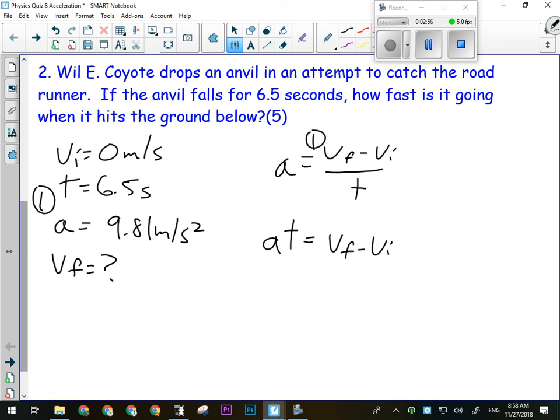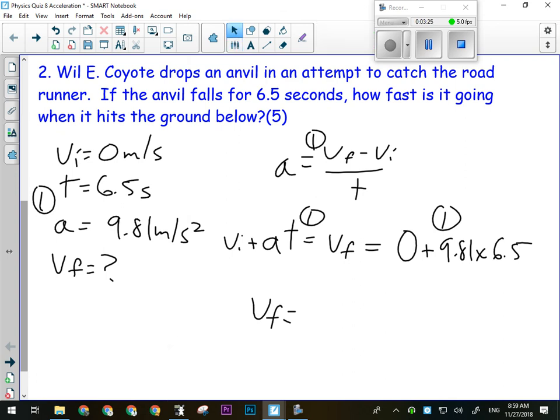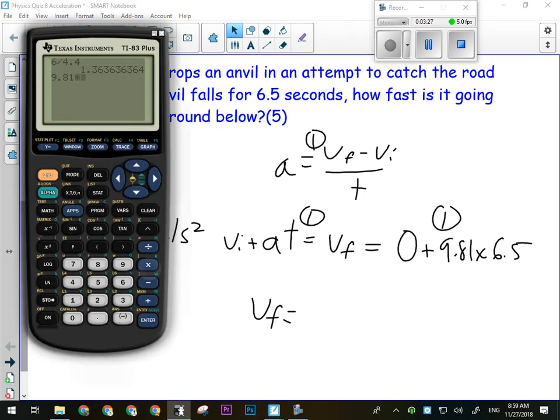In the end, does it really matter a whole bunch? Why not? Because VI is 0 anyway. So they could have it as VI plus AT. That's fine. If they just have it as A times T, I'm okay with that too, because VI is 0. So with our numbers plugged in, that's going to look like either 0 plus A times T or just 9.81 times 6.5 seconds. So 1 mark for that. And then VF, 9.81 times 6.5. So we're looking at 63.77 meters per second.